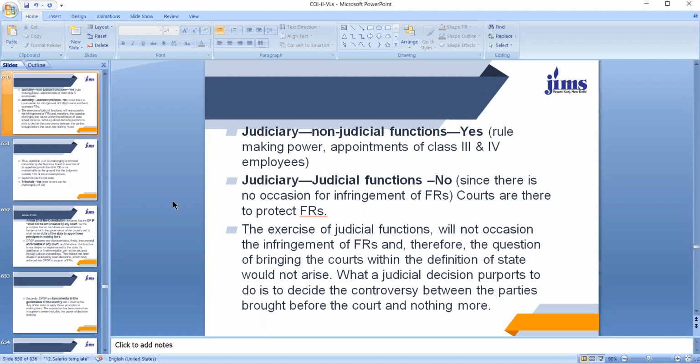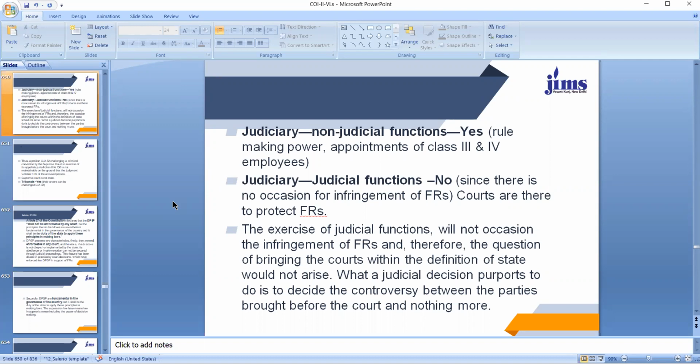Well, there are two aspects of judiciary. When judiciary is performing non-judicial functions, then they are included in the definition of word state. Like rule-making power, High Court makes rules. Allahabad High Court has also made its rules for procedure. Delhi High Court has also made rules. Supreme Court rules 2013 are in application. And you see the appointments of class 3 and class 4 employees is being done by the district judges under the supervision of respective high courts.